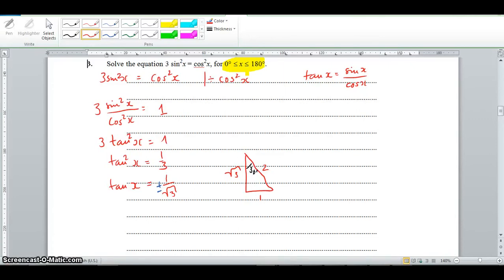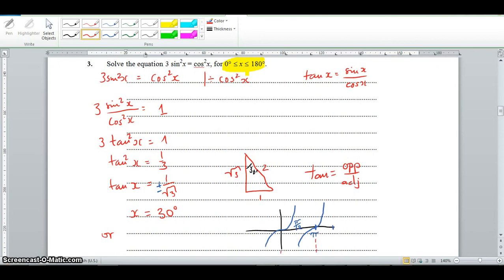is 60 degrees. Okay, then I have tan defined as opposite over adjacent. So the opposite of 30 degrees is 1, the adjacent is square root of 3. That corresponds exactly to this, and so I know that one of my solutions is 30 degrees. But now I have to look at all of this. I'm looking for solutions between 0 and 180 degrees.